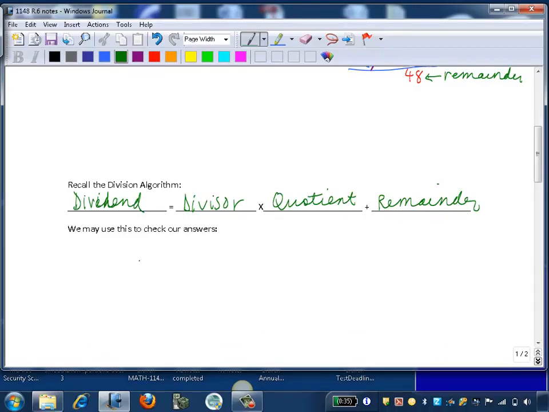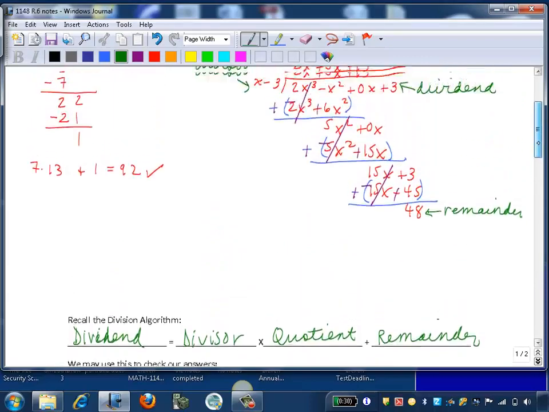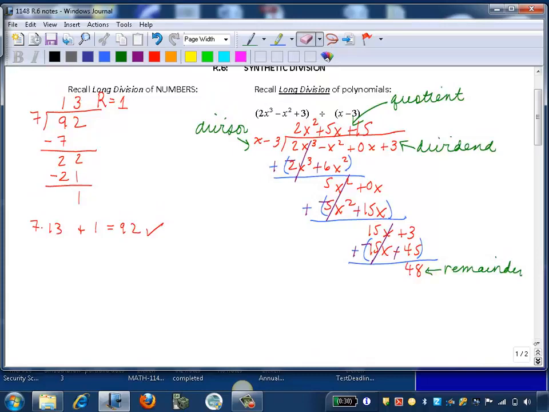So if we take our divisor, x minus 3, and multiply it by our quotient, the 2x squared plus 5x plus 15, and we add on our remainder. If we multiply this out, if we distribute, so we'll distribute the x through all these terms, and then we'll distribute the negative 3 through all these terms. So we'll get 2x cubed plus 5x squared plus 15x minus 6x squared minus 15x minus 45, and then we add on that 48 for the remainder. So if we combine like terms here, this is going to simplify into 2x cubed minus x squared plus 3, which is in fact the dividend up here. That is what we started with, the polynomial we began with, that's our dividend. So we know it checks.